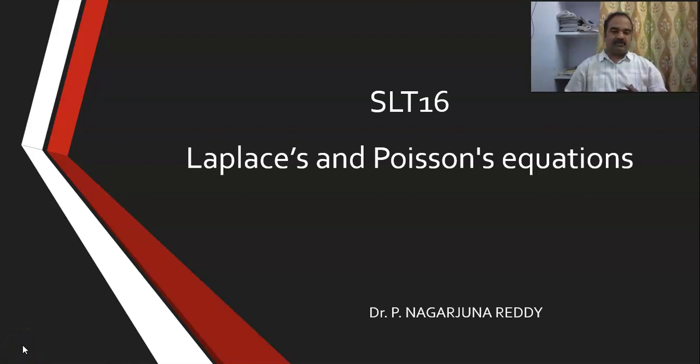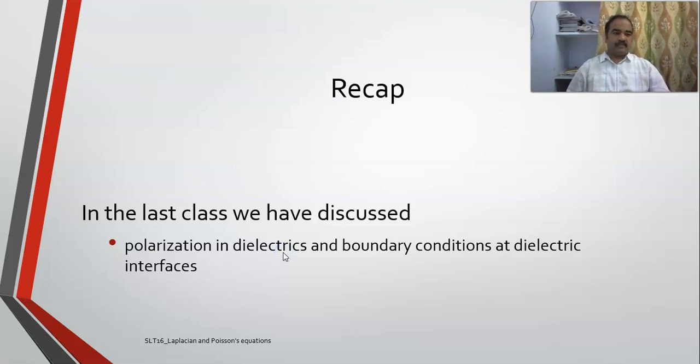Welcome back. Today's topic is Laplace and Poisson's equations, the two equations which are widely used in electromagnetic fields to determine electric field intensities, electric flux densities, and also potentials. In the last video lecture, we discussed polarization in dielectrics, and we also saw the boundary conditions at dielectric interfaces and how they help us to determine the electric field intensities, potentials, etc. when we traverse from one dielectric medium to another dielectric medium.